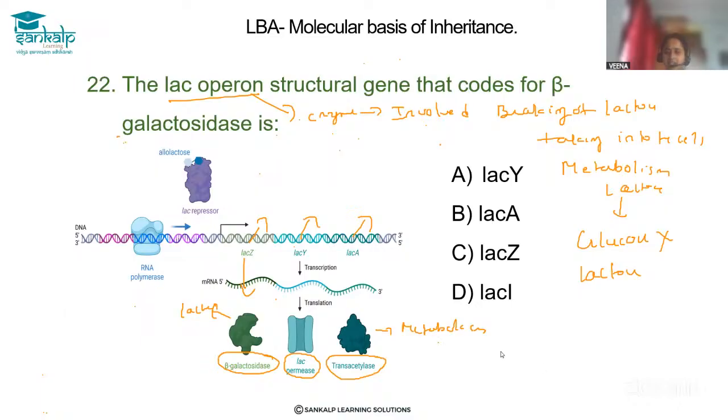So the correct answer is here. They are asking which gene codes for beta galactosidase. So the gene is lacZ. So the answer is C, lacZ is involved in the coding of the enzyme beta galactosidase. Thank you.